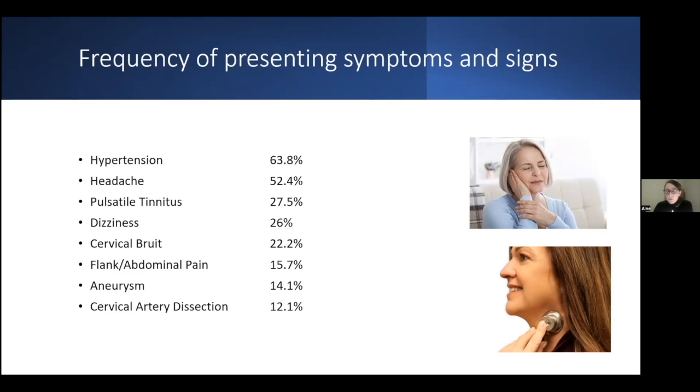So hypertension, particularly if you have a narrowing of a renal artery; headache, if you have one of the manifestations of your cerebral vessels; pulsatile tinnitus and dizziness are again associated with cervical manifestations of FMD, or the vessels going to your brain. Cervical bruit is a sign that we find on clinical examination when we put a stethoscope to the patient's neck and we hear the turbulent flow that's caused by a narrowing in one of the blood vessels. Patients can also manifest with flank or abdominal pain, aneurysms, or cervical artery dissections.